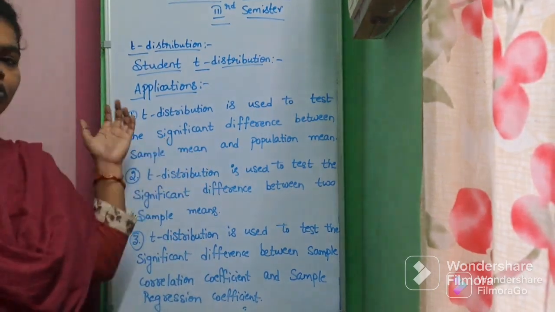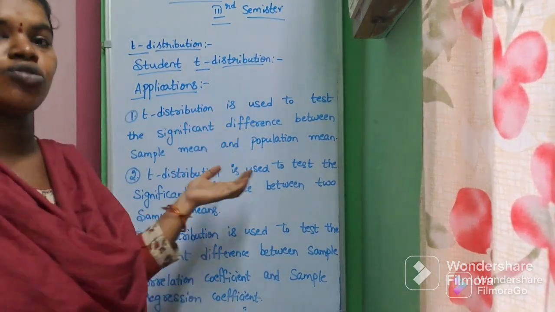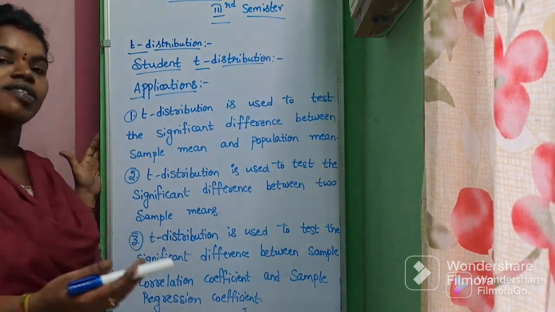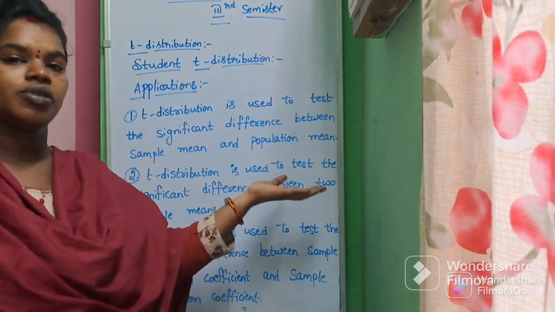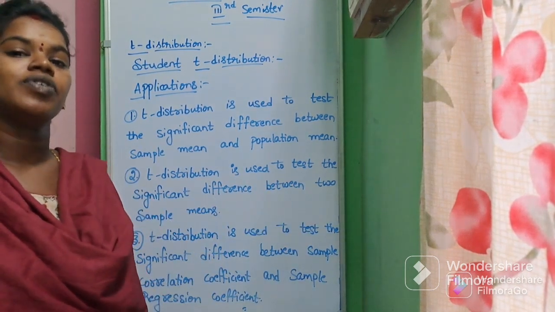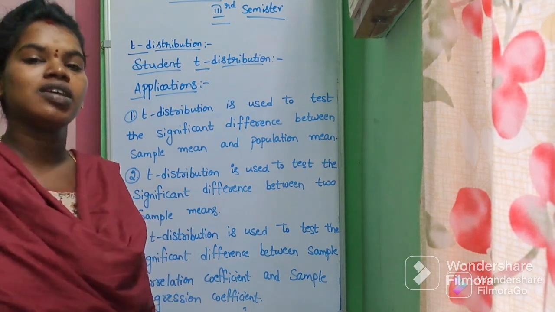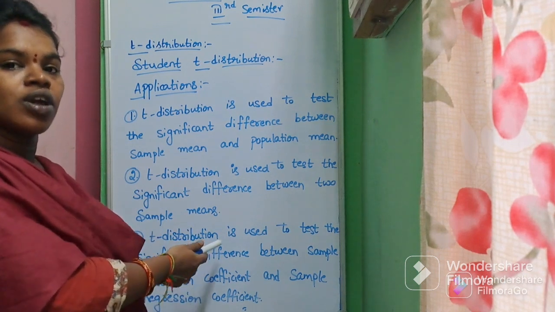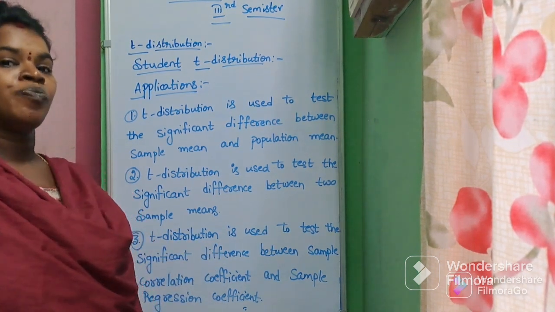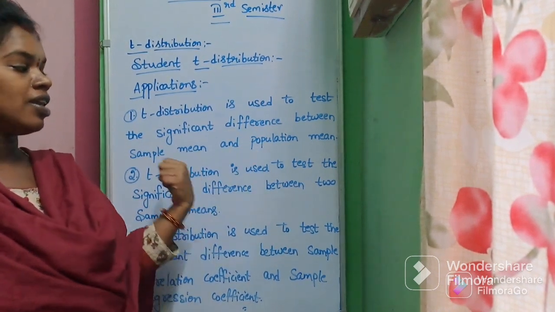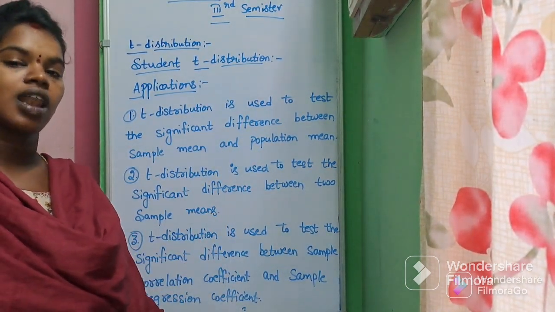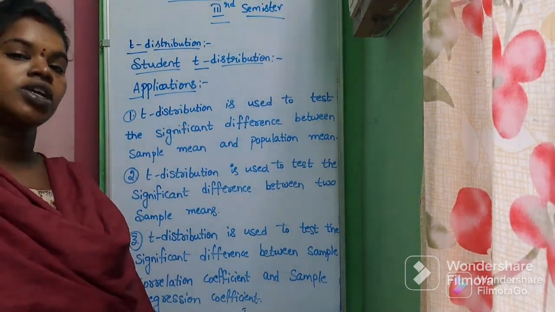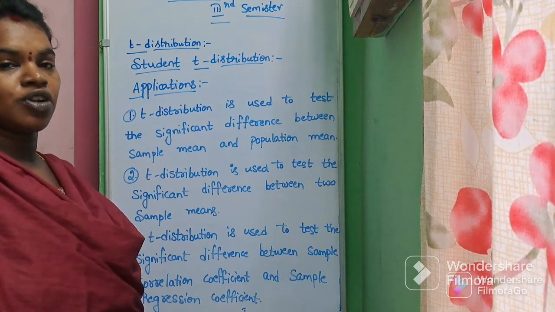Three important applications of student t distribution. Student t distribution is used to test the significant difference between two population means. And the second application is student t distribution is used to test the significant difference between two sample means also. And the last one is it is used to test the significant difference between regression coefficient and correlation coefficient also. First one is population means. Next one is sample means. And the last one is sample regression coefficient and sample correlation coefficients. It is used to test the difference between those two.